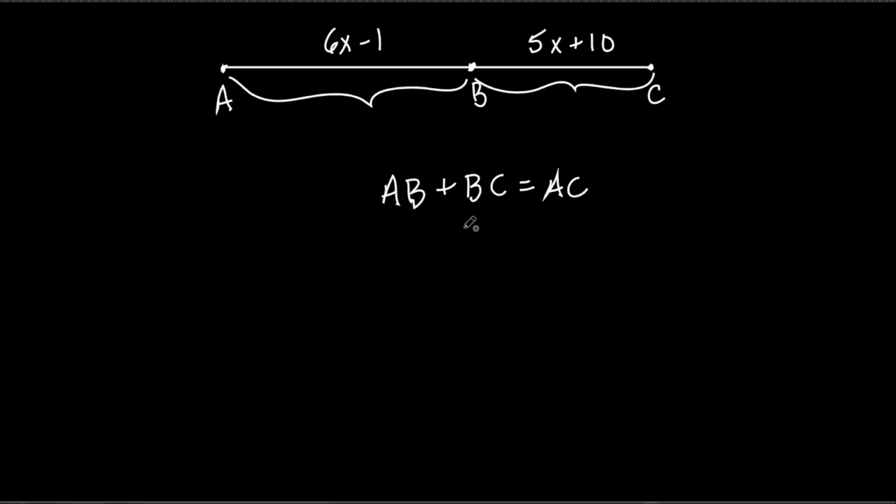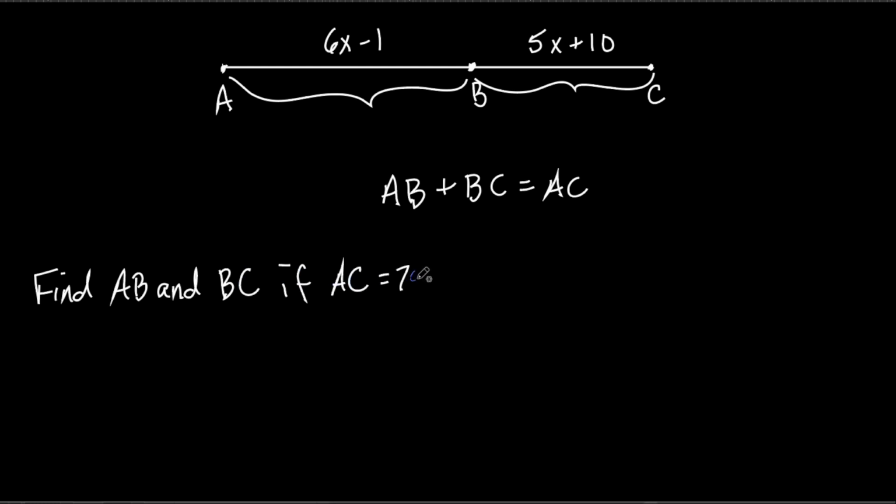The question says, find AB and BC if AC is 75. Again, they don't put a line over top of it, and they don't say the length of, so you have to know that it means the length of. The length of AC is 75.